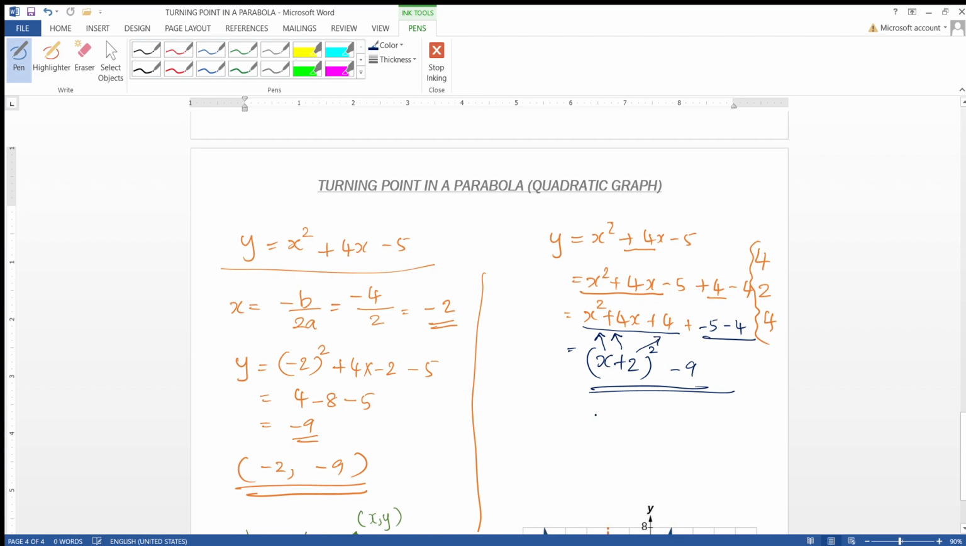And this is -9. Now what's the turning point? The opposite of this number. It's given +2, so -2. The next number, write as it is. You can see both answers are the same. So the topic is find the turning point of a parabola or a quadratic graph.